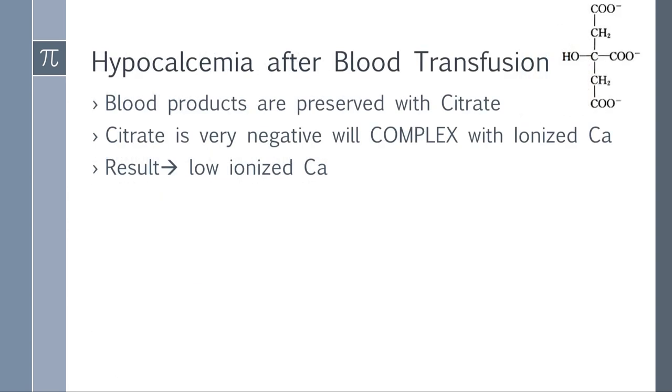How about hypocalcemia after blood transfusion? So remember, blood products are preserved with citrate. We just talked about what citrate does. It complexes with calcium, takes it away, right? It's a very negative ion, and calcium is a positive ion, right? So essentially, they're going to complex together, and you're going to have low calcium in somebody who got a blood transfusion.